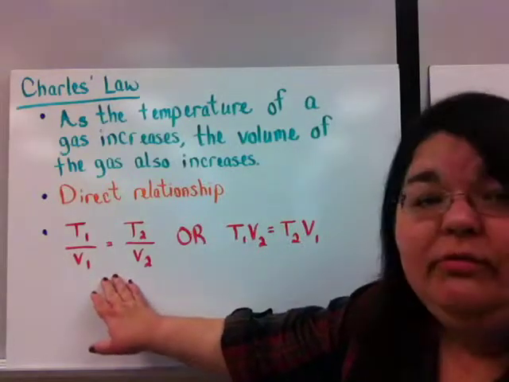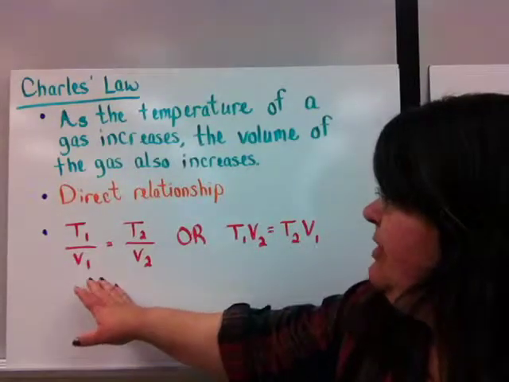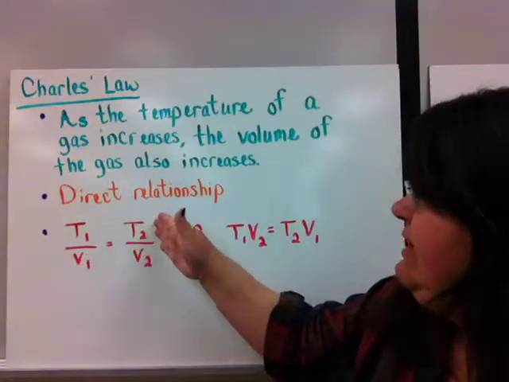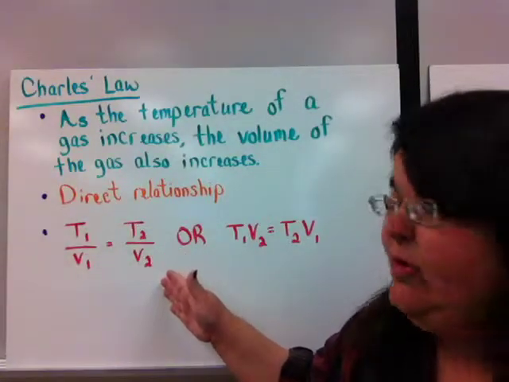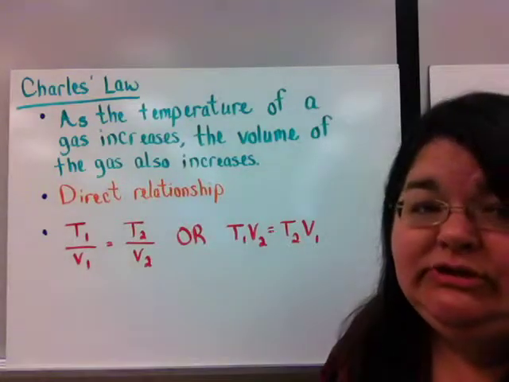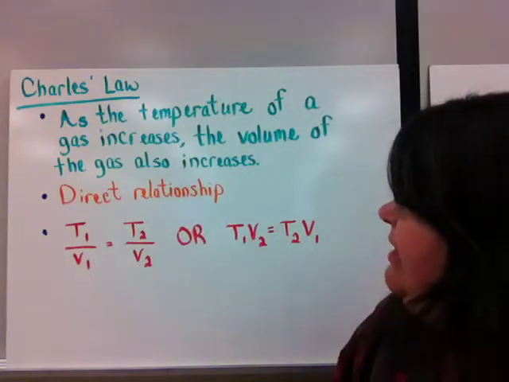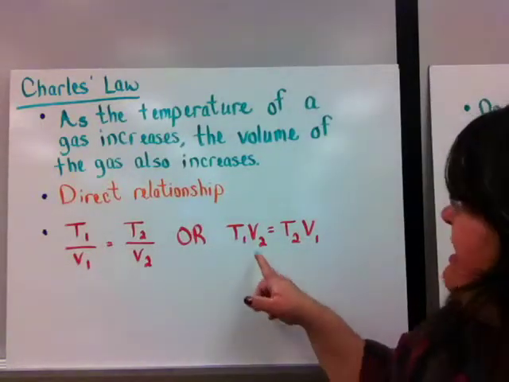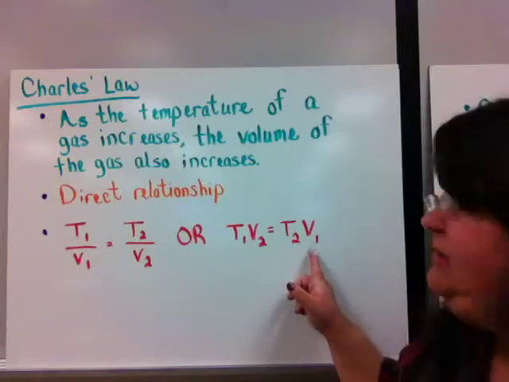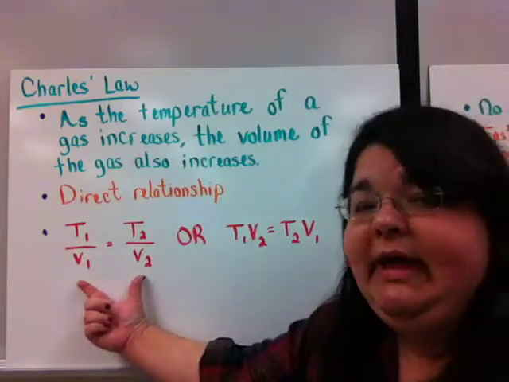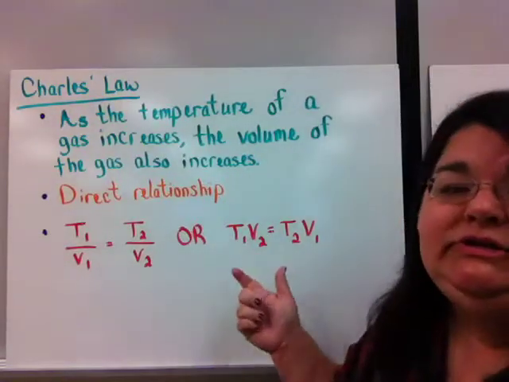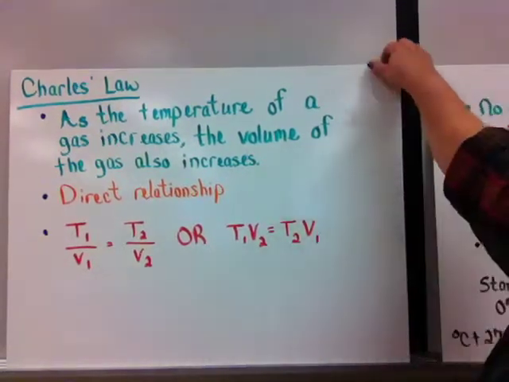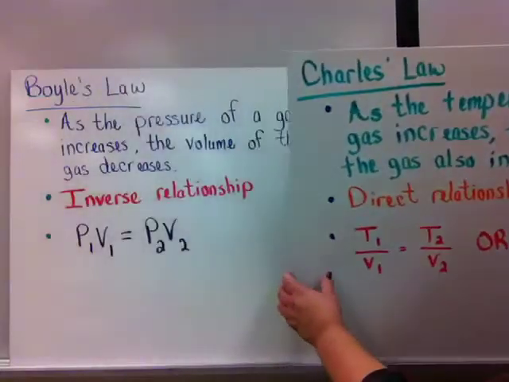We have our formula then, T1 over V1. This is where the gas starts. And if one goes up, the other will also go up at the same rate. So we set them equal to each other as a ratio. Now, most of you don't like fractions, so I've rewritten the formula as T1V2 equals T2V1. It's the same formula as what we have here. It's just that I have rearranged it so that you don't have a fraction to deal with in the beginning.